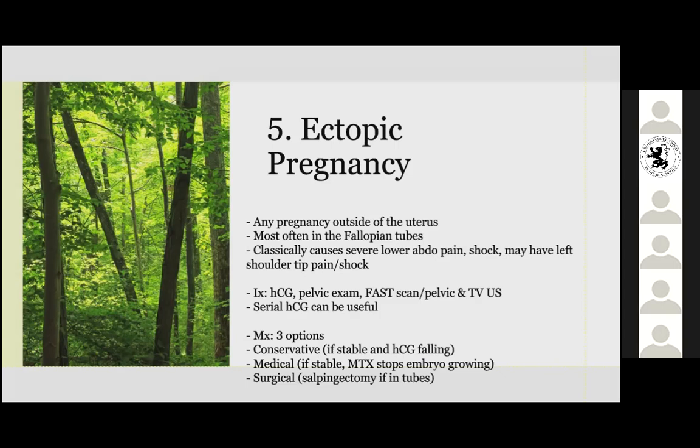As mentioned, you need to do a HCG in all females of childbearing age. Pelvic exam can be useful, and if the patient is unstable, then we can do a FAST scan in A&E. This is where we look for free fluid within the abdomen, which in this case is presumed to be blood. If you've got the appropriate personnel around, then you can get a pelvic and transvaginal ultrasound, which is even more useful. With these imaging modalities, you may be able to see the ectopic within the tube, for example.